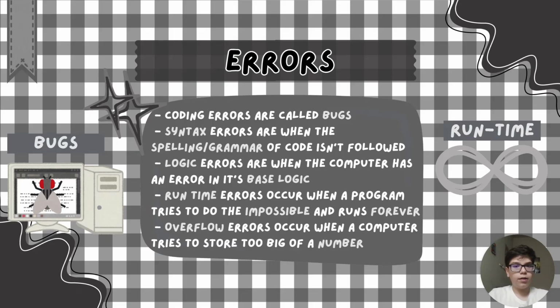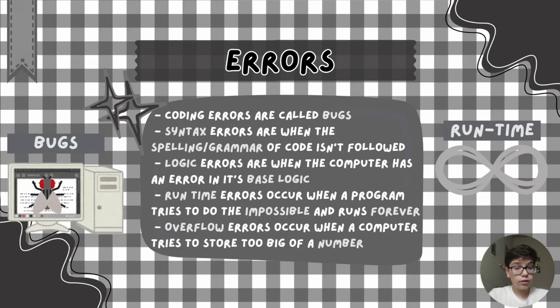Okay, our next type of errors are logic errors. And logic errors are when the computer has an error in its base logic. What that's basically saying is that your computer has been made in some sort of way that it's pushing out code that's wrong. So a logic error could be that your computer believes 1 plus 1 is 3. That's a logic error that's going to cause all of its outputs to be incorrect.